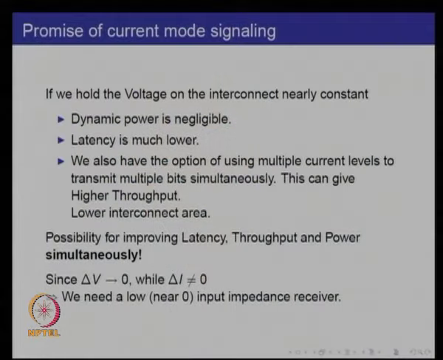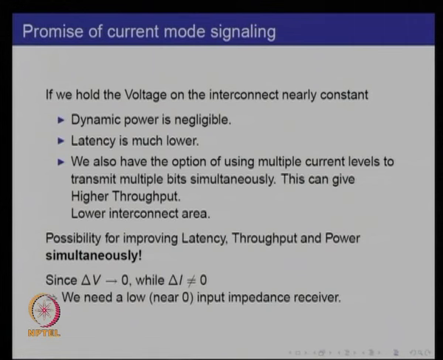And indeed, this is work that many researchers in the world have been doing, and this includes our group here at IIT Bombay. So, let us see how we use this current mode signaling. The suggestion is the following. If you hold the voltage on the interconnect nearly constant, in fact, we will not be able to do it so, we will later see that we will use low swing signaling. But just to argue the point, let us say that the voltage on the interconnect is nearly constant. That means the dynamic power will be negligible. In fact, if we hold it exactly constant, then the dynamic power will be 0.